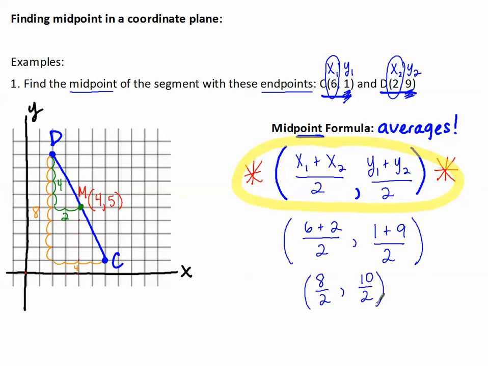Don't forget our parentheses, because that makes it an ordered pair. 8 divided by 2 is 4, and 10 divided by 2 is 5. Let's write an M next to it because that's our midpoint, and now we're all done. See how that can be easier without having to draw a graph or count on a graph?